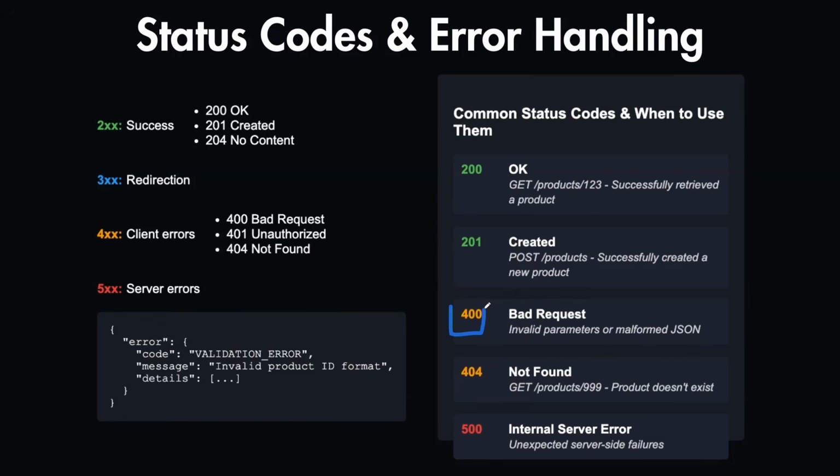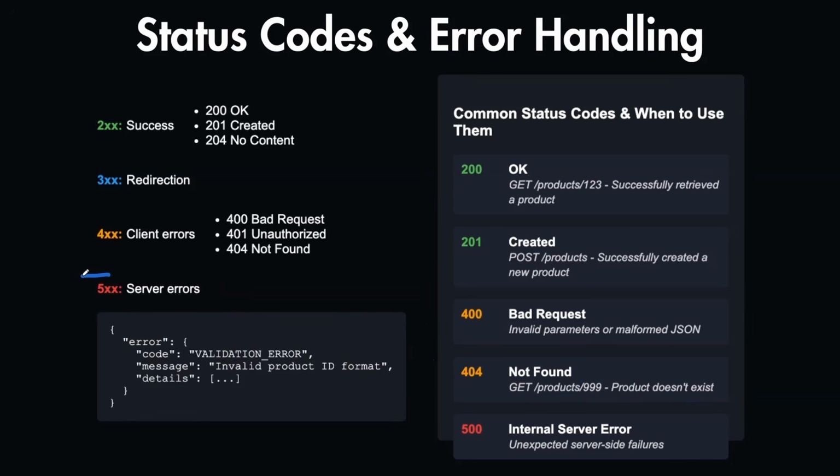So for 400 case, let's say you made a request with invalid parameters or some wrong JSON format. In this case, you would get a generic 400 bad request. But if a user makes a request to get some product, which is, let's say, the product with this ID, and it doesn't exist in the database after querying it, then you should respond with the 404 status code, meaning that the resource has not been found.